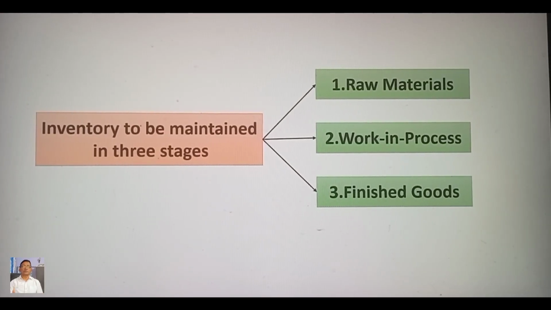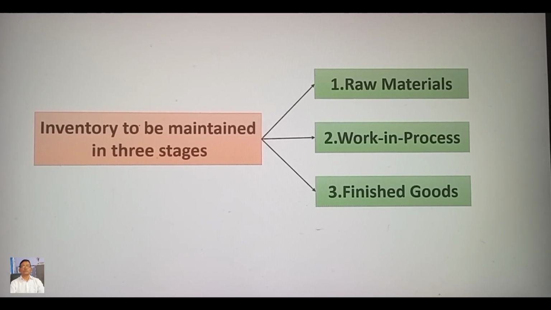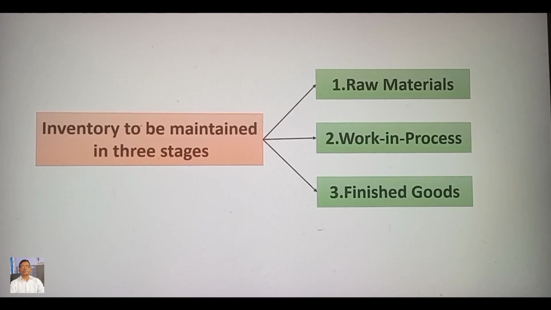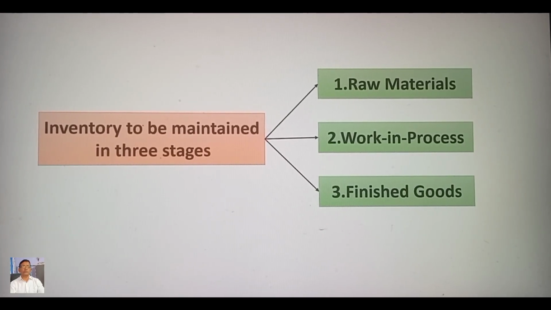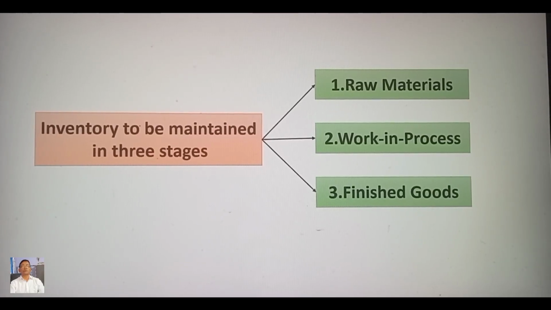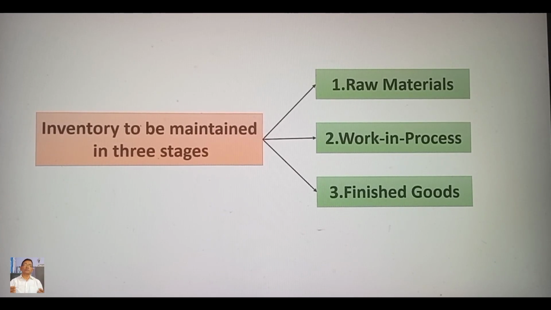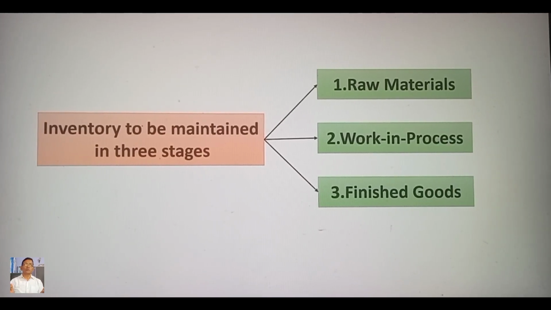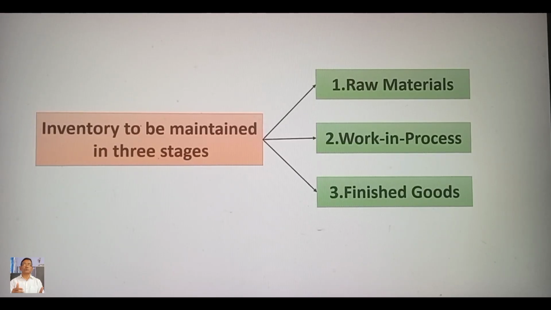Inventory is to be maintained in three stages. First, raw materials. It refers to the unprocessed supply of material which serves as the main component for the goods to be produced but seems excess at that instant. Second, work in process. Work in process implies the partially completed stock lying with the organization. Third, finished goods. These are the goods ready for sale.